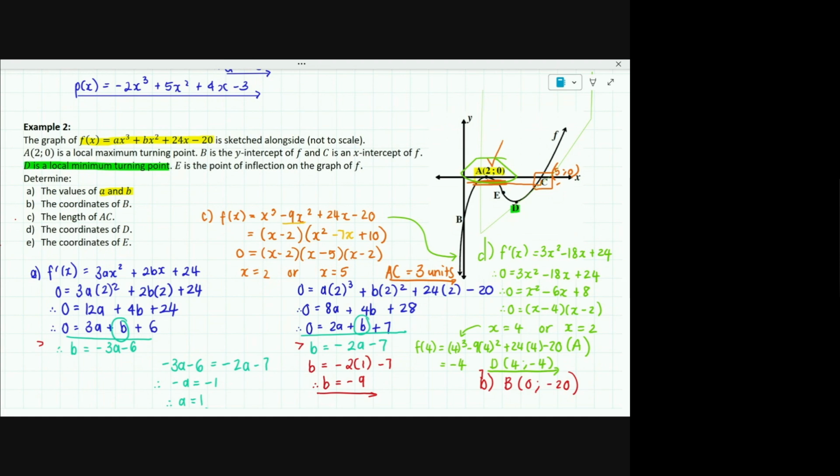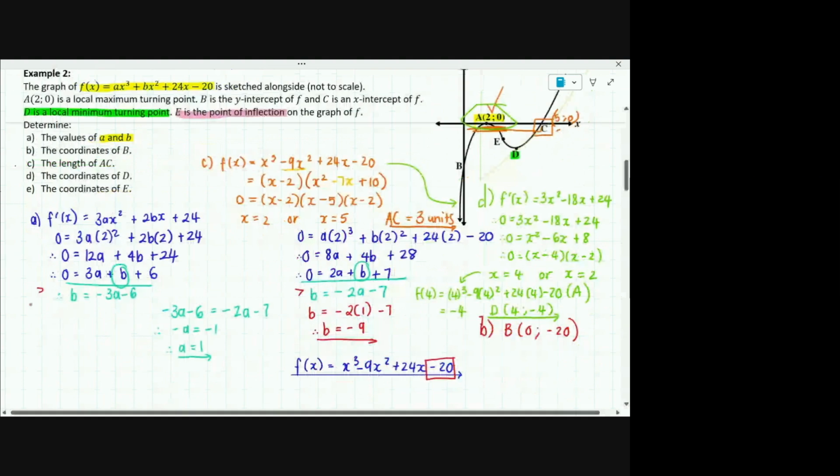Alrighty, we haven't practiced the next one a lot, but we have been asked for the coordinates of E. Now remember, again, if we go back to the information of the question, this is why it's so important to read this stuff. E is our point of inflection. Does anyone remember how to determine the point of inflection? How do we work out the point of inflection for a cubic function?